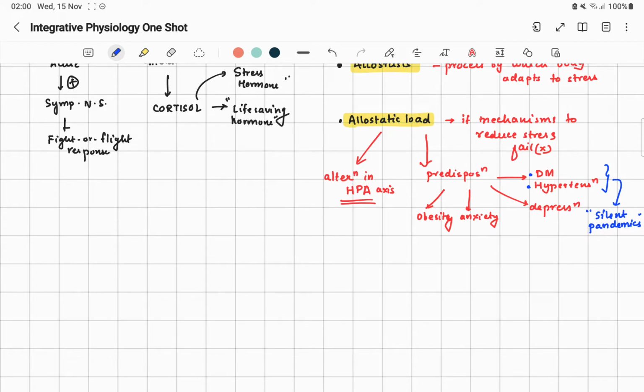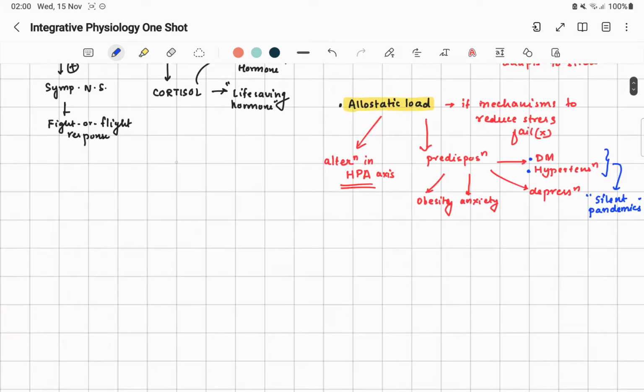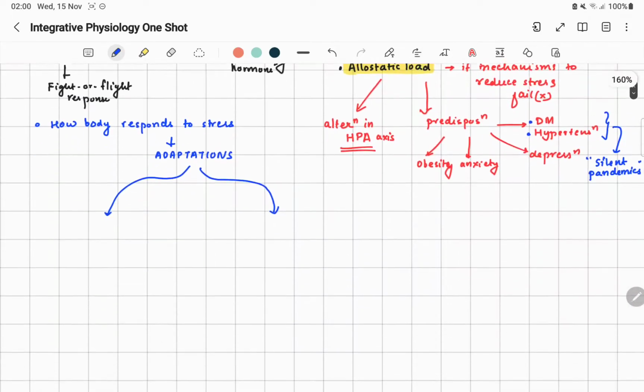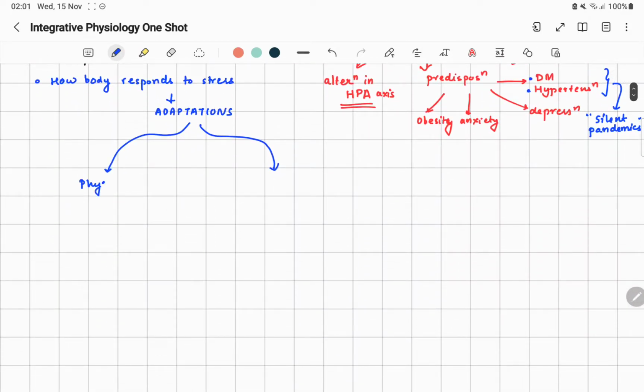So how does the body respond to stress? The body can do adaptations. What are adaptations? They are changes acquired in the body to deal with stress. Adaptations may be physiological adaptations or behavioral adaptations.